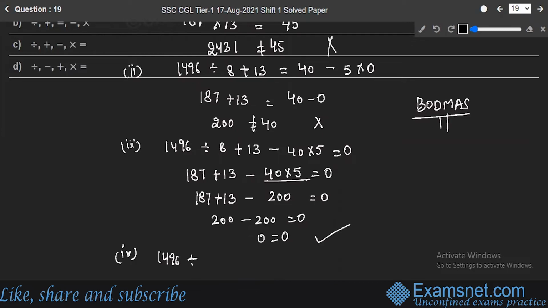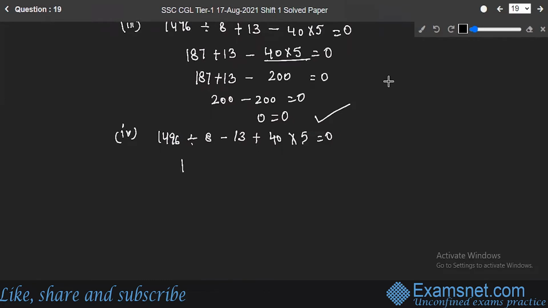This gives 1496 divided by 8 minus 13 plus 40 multiplied by 5 is equal to 0. So first of all dividing, I get 187 minus 13 plus 40 multiplied by 5, equal to 0. According to BODMAS, now we'll be multiplying them. So 187 minus 13 plus 200 is equal to 0.